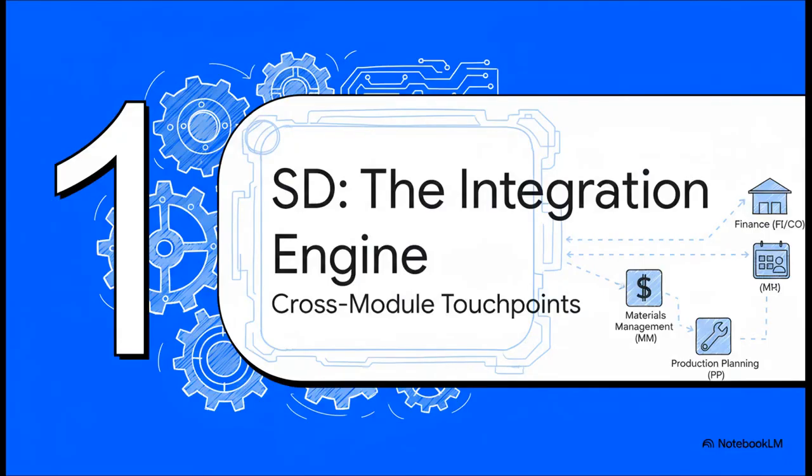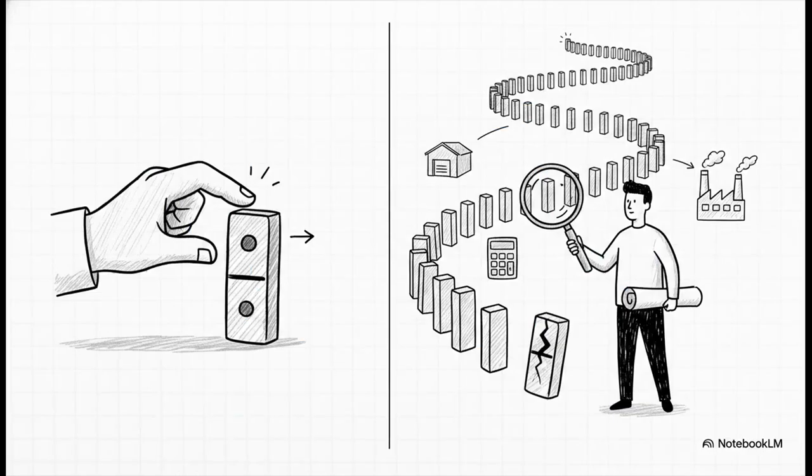Okay, let's get into it. Section 1, SD, the integration engine. We're going to look at how SD acts as this central hub, connecting out to all its most important partners. And this right here, this is the whole mindset shift we're aiming for. A consultant sees a sales order, but an architect sees this whole beautiful, complex chain of events. They see the dominoes falling, and more importantly, they can see which domino is about to get stuck before it happens. That's the expert level we're aiming for.